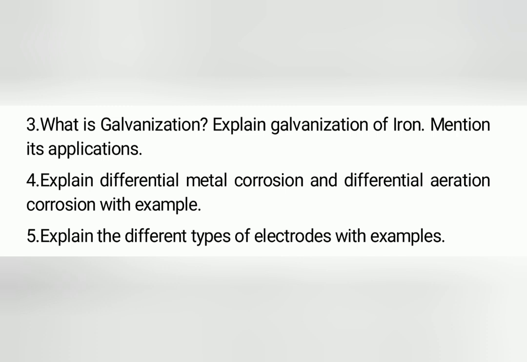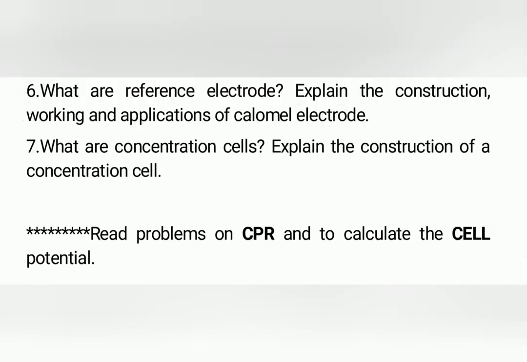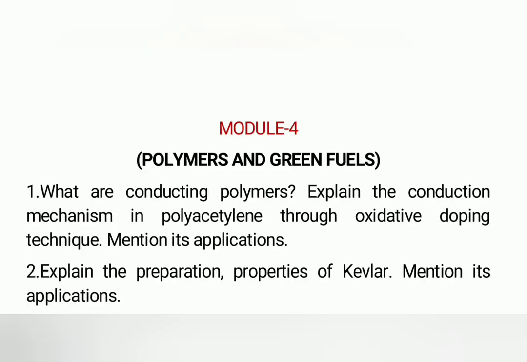The fifth question is explain the different types of electrodes with example. The sixth question is what are reference electrode, explain the construction, working and applications of calomel electrode. The seventh question is what are concentration cell, explain the construction of a concentration cell. The problems are also important in the particular module, read the problem in model question paper. Then next I go with fourth module.